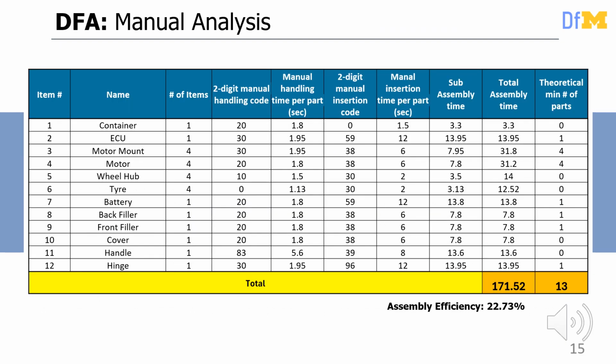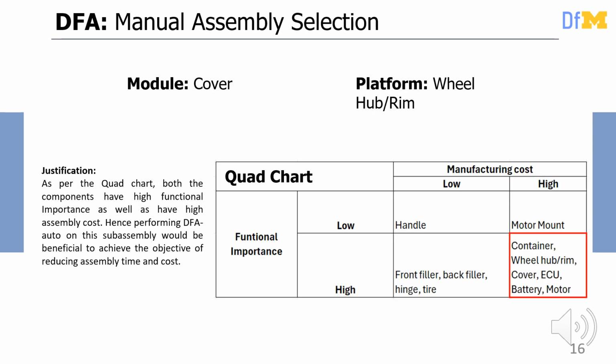Coming to the design for assembly, we determined the theoretical minimum number of parts to be 13. Each part's assembly time was calculated individually and summed up, resulting in a total assembly time of 171.52 seconds and an assembly efficiency of 22.73%. Following an in-depth examination of assembly cost and the quad chart, we opted to focus our DFA efforts on two key sub-assemblies, the cover, which is a module, and the wheel hub, which is a platform. These selections were made based on their significant assembly costs and higher functional importance within the overall system.